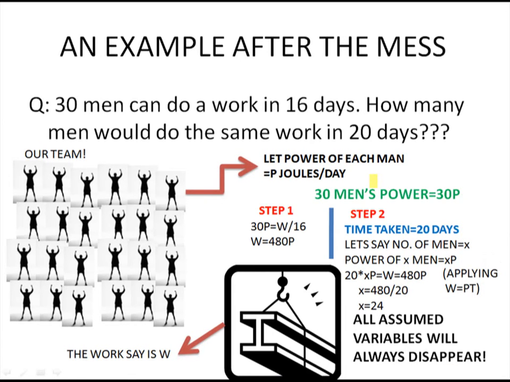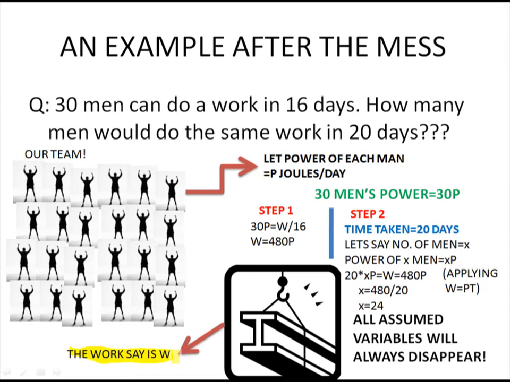Now, let us solve a question. The question says 30 men can do a work in 16 days. How many men would do the same amount of work in 20 days? So, here are 30 people and they have to complete this one work, and let's assume that work is W. You can give it any units, that would be independent of the unit, as you will see shortly. So let's call it W joules of work. Now we assume that power of every person is P joules per day. So every man would do P joules of work per day.